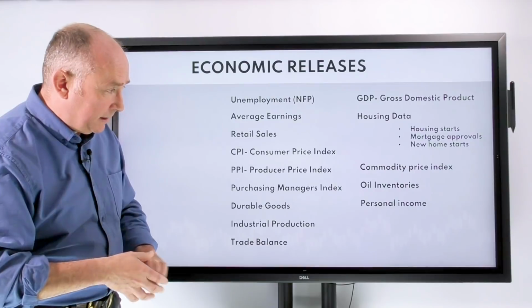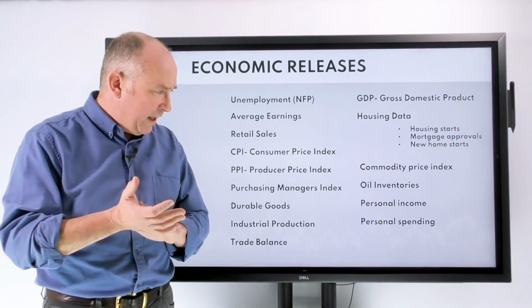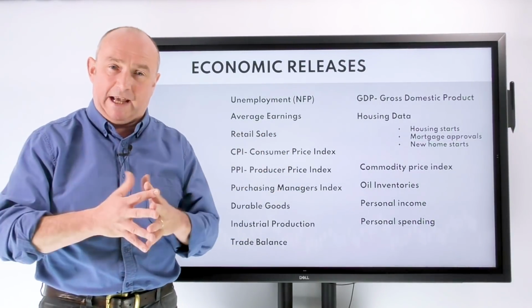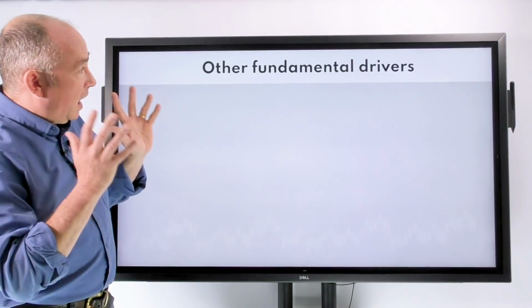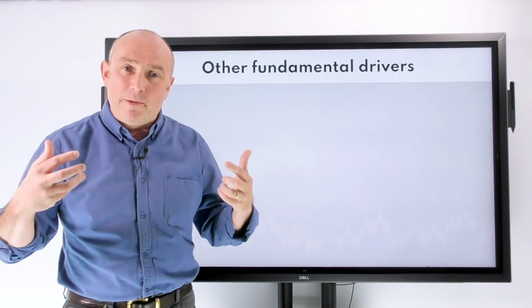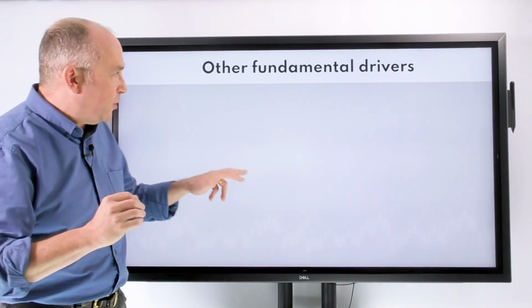And personal income and personal spending, I think they're pretty obvious what they are. It's basically what income is, and it takes into account all the different parts of income, and spending as well. Now there are other fundamental drivers as well that are not necessarily economic releases that come out on a periodic basis, so we need to talk about those briefly as well.